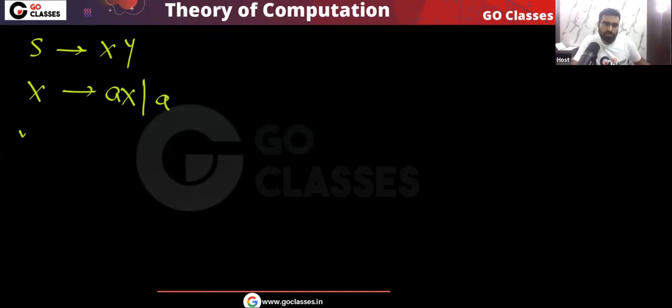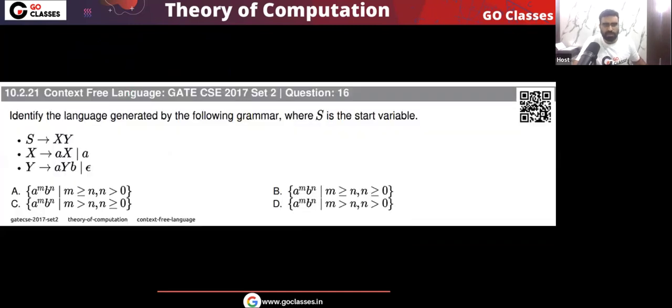So let's see. The grammar that is given to you: S, I can replace with XY. X can go to XY. And what can X generate? X is going to AX or A, and Y is going to AYB or epsilon. Okay, this is what is given to you.